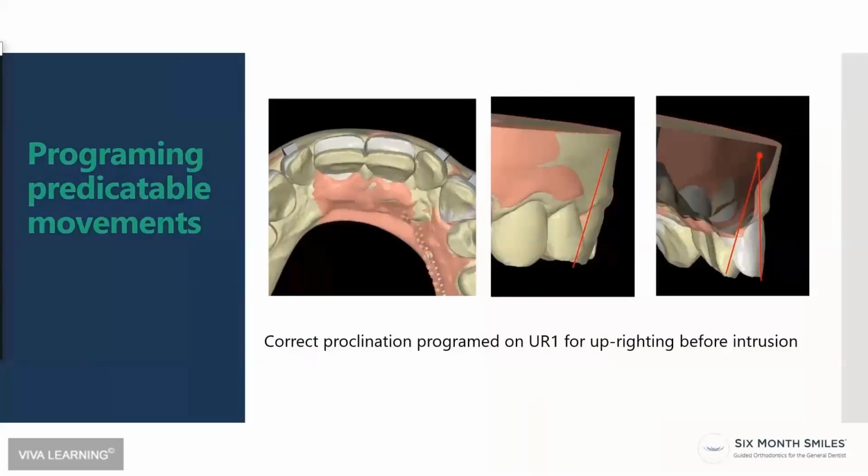Also, for example, another clinical condition that is very common is when you have retroclined upper incisors. It's important to correct the retroclined position before intruding. Otherwise, you will have an issue when trying to correct a deep bite if you don't upright the retroclined upper incisors.